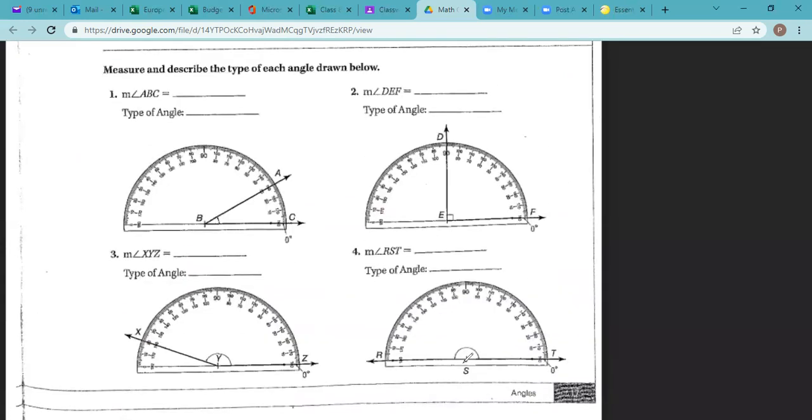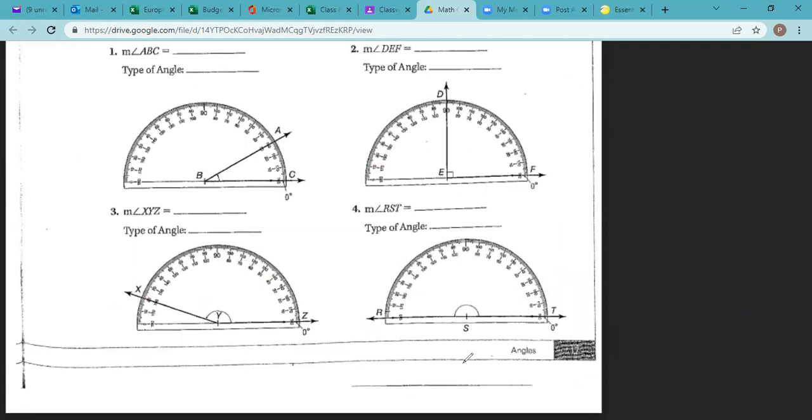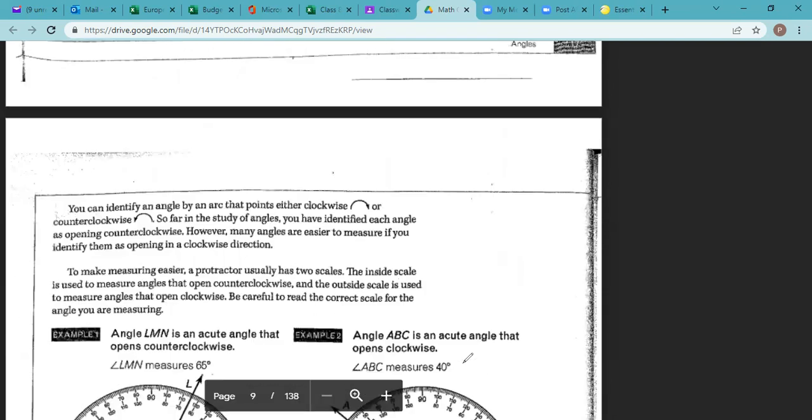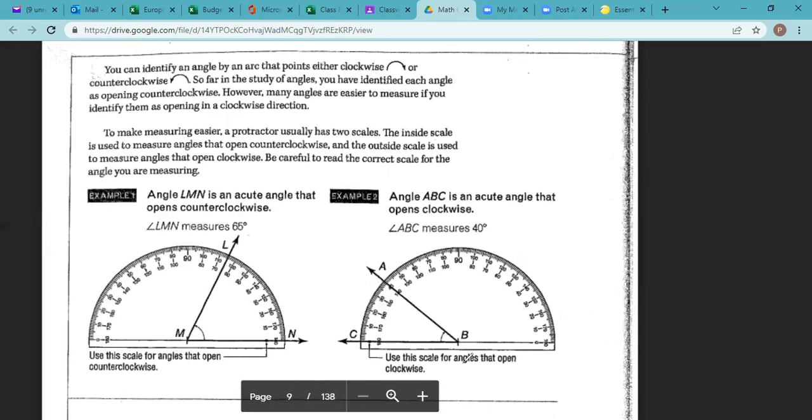Now, I would say that number 2 and 4 is very easy. Remember, those are the most common ones, so you should be fine with those two for number 2 and 4. Let's go on down.